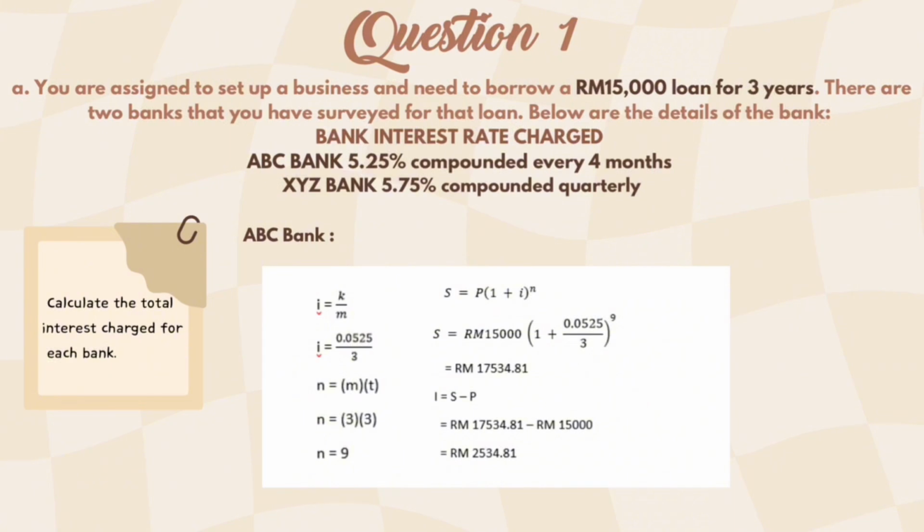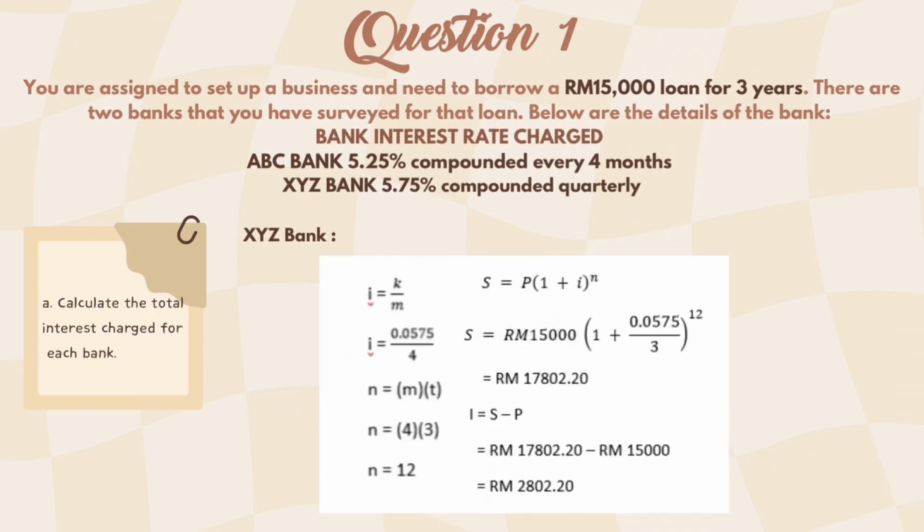To find the total interest charge, subtract the principal from the total amount using I equal S minus P, which is 17534.81 minus 15,000 equal 2534.81. Next, we move on to XYZ Bank.